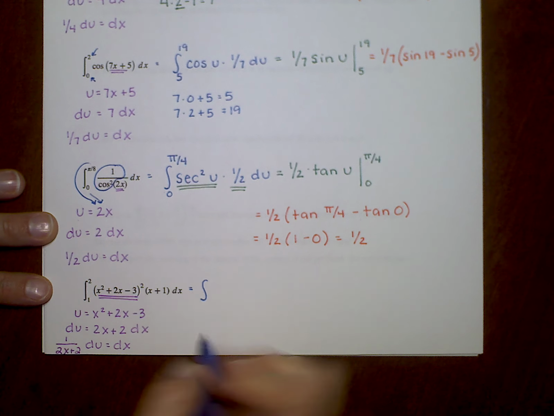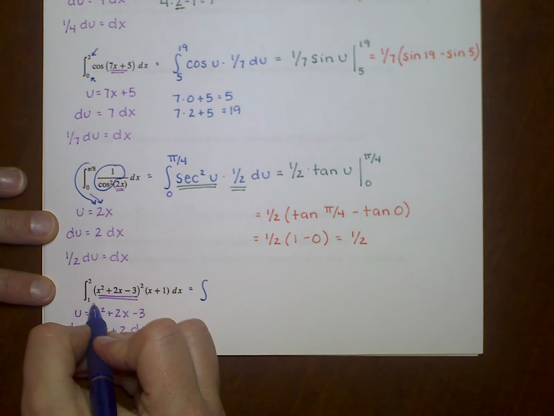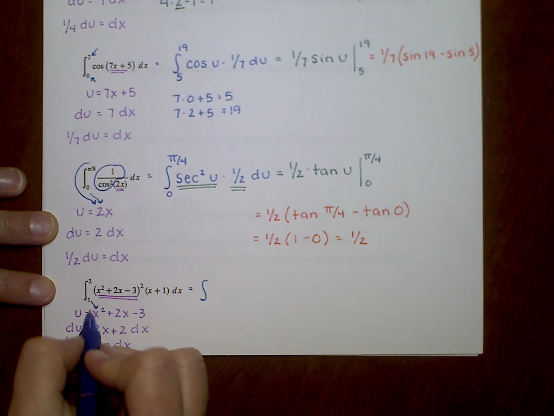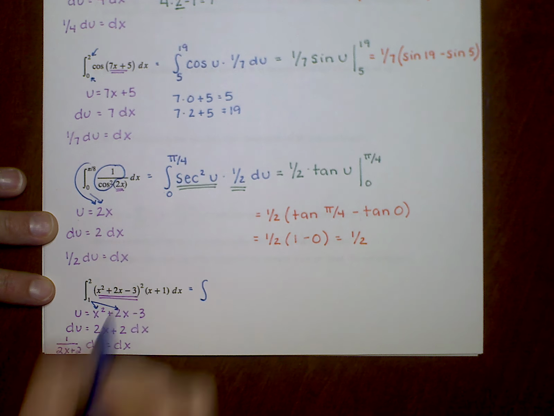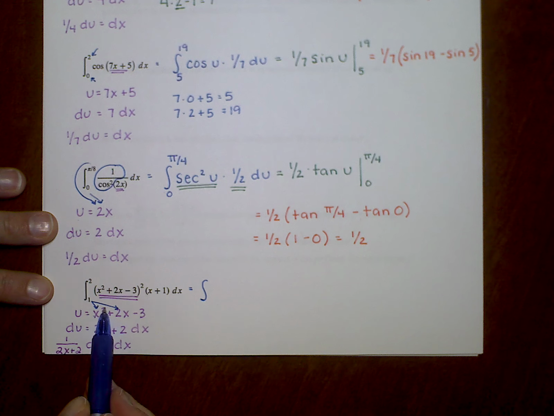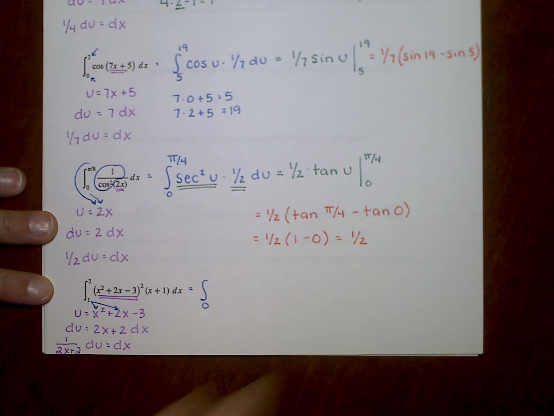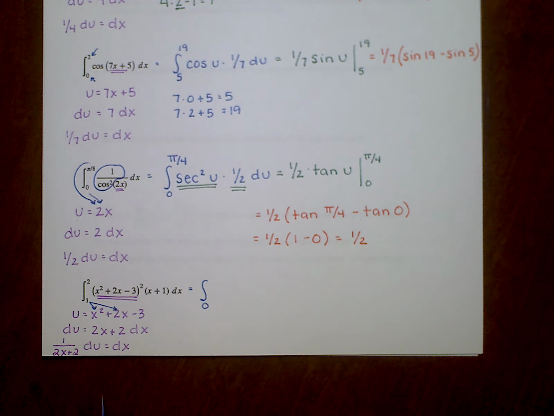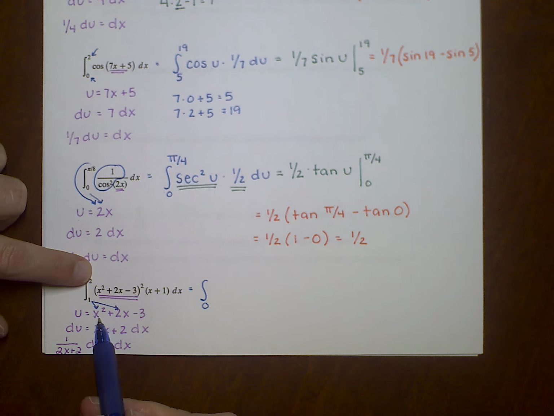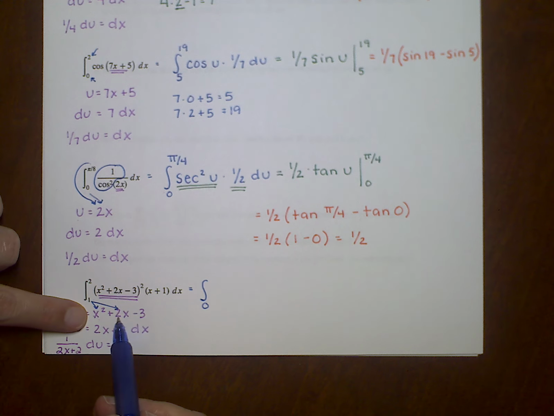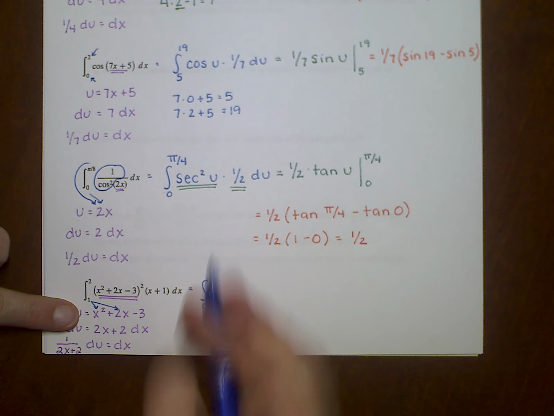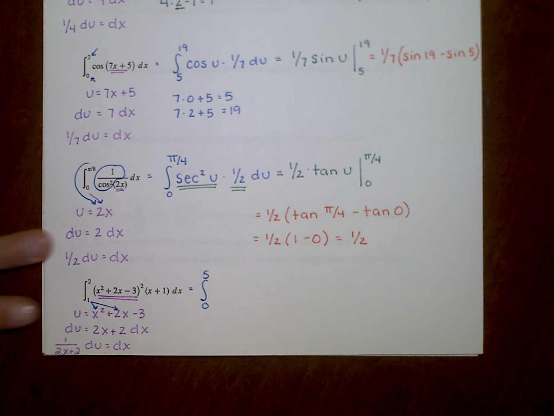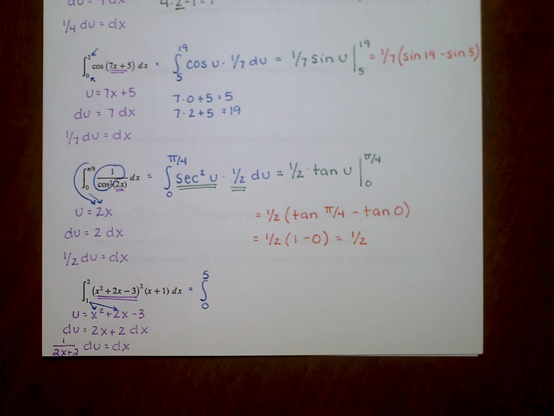And my endpoints for my integral, I'm putting the 1 in here for x, and it's going to go in 2 places, right? So I'm going to do 1 squared, which is 1, plus 2 times 1, so that's 3, and 3 minus 3 is 0. Let's do the same thing with the 2. So 2 squared is 4, plus 2 times 2, that's another 4, so that's 8, and 8 minus 3 is 5. So my new integral, when I'm working in terms of u, will go from 0 to 5.